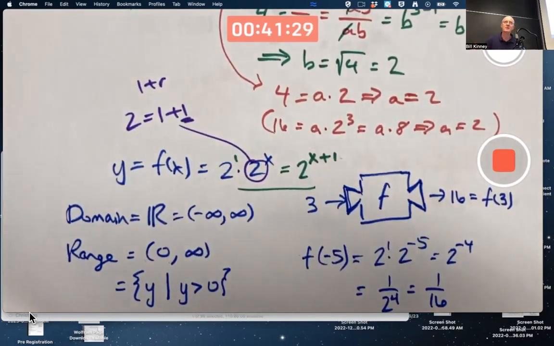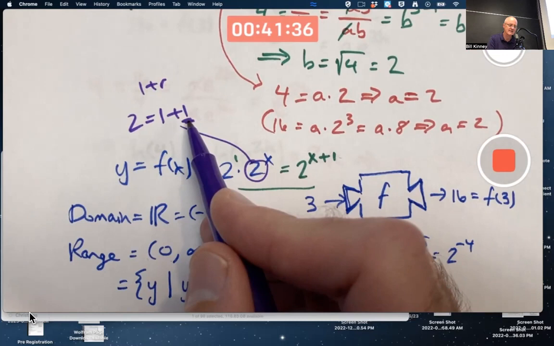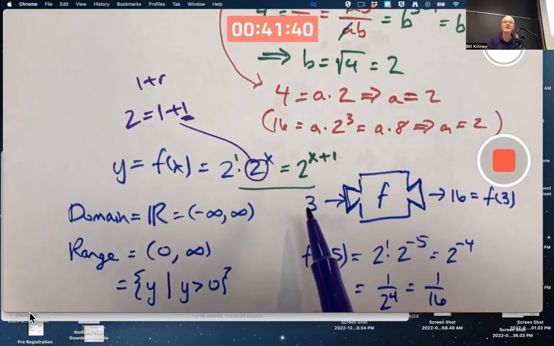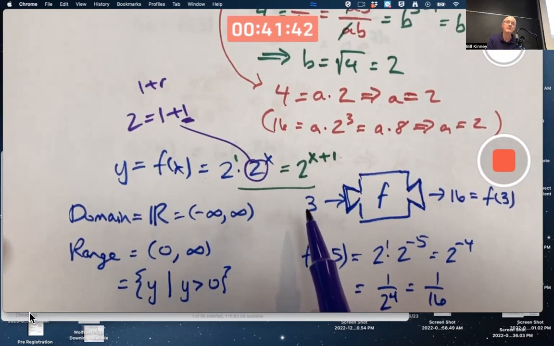If you convert that to a percentage, assuming r is positive, it represents that percent growth. So the fact that r is 1 means this is 100% growth. Every time x increases by 1 unit, the output doubles.